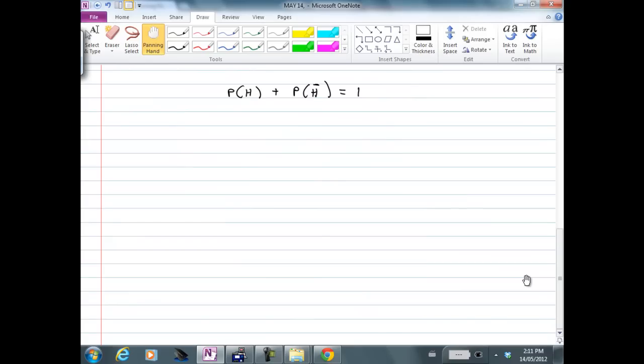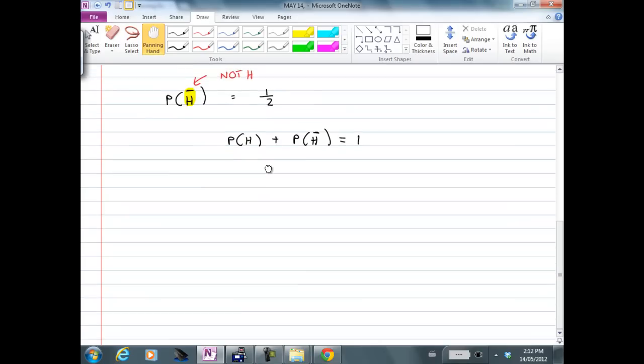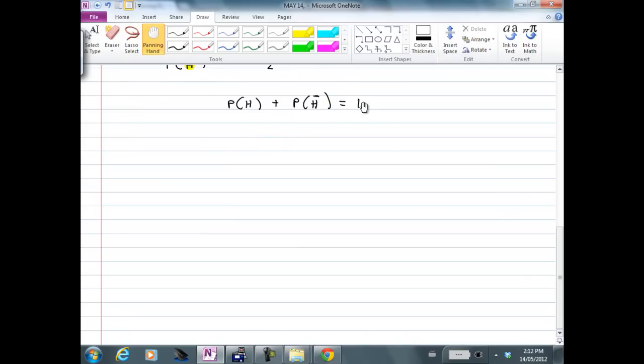The probability of getting something plus the probability of not getting something is equal to 1. I don't understand why it equals 1 though. Why? The reason is, think of 100%. The probability of getting anything and the probability of not getting anything must equal 100%.